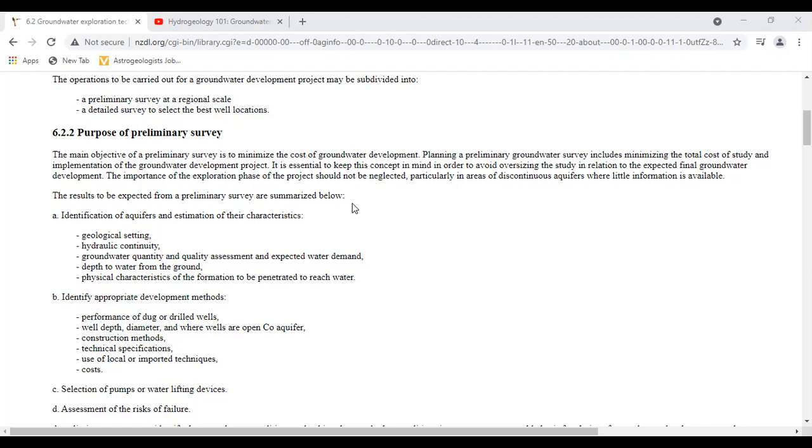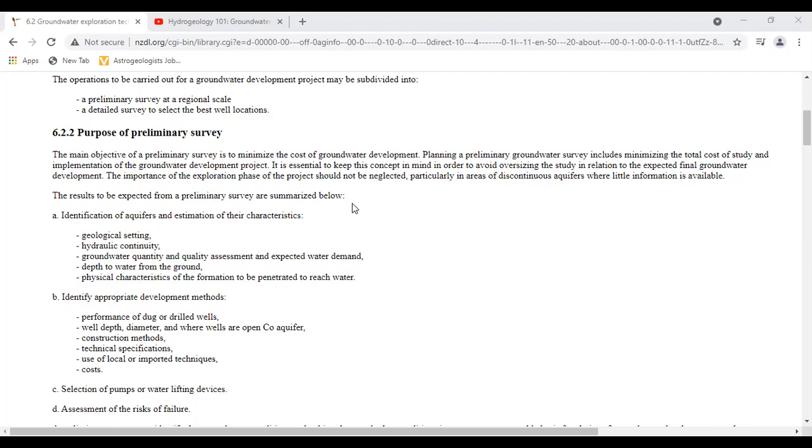From the identification of the aquifer and the estimation of its characteristics, the first one is the geological settings. Geological settings means, what is the aquifer? How many types of rocks are there? Is there any fracture, joint or seepage? Is it in limestone, or is there any metamorphic rock or igneous rock? For example, if it is metamorphic rock, what type of layers are there, and what is the mineralogical composition? We need to assess all these things, and these aspects depend upon the geological settings.